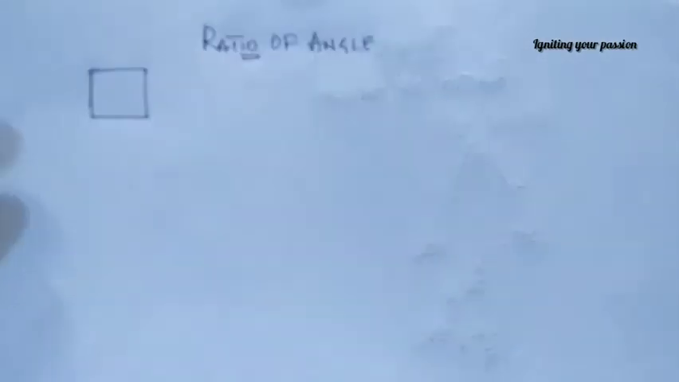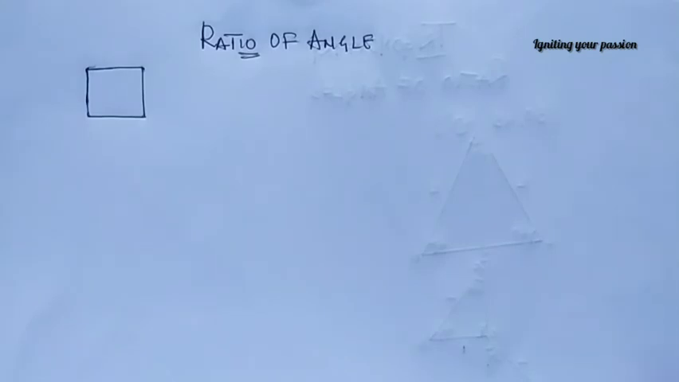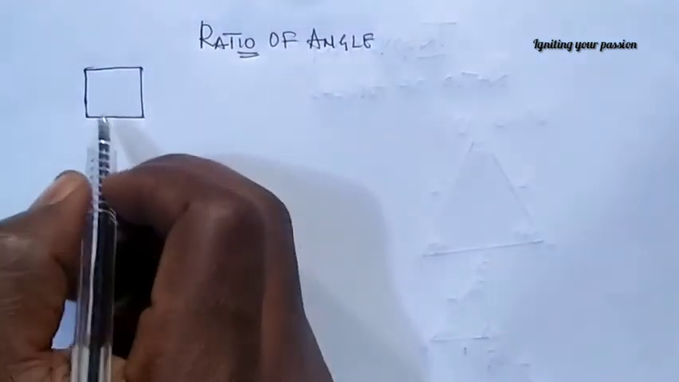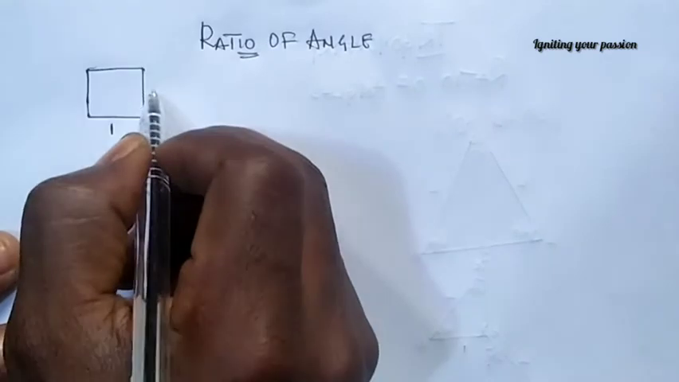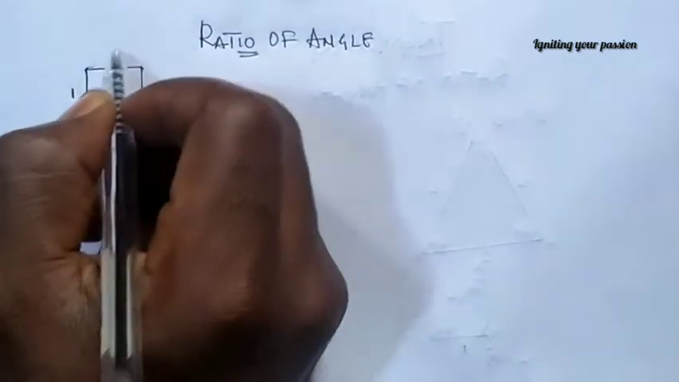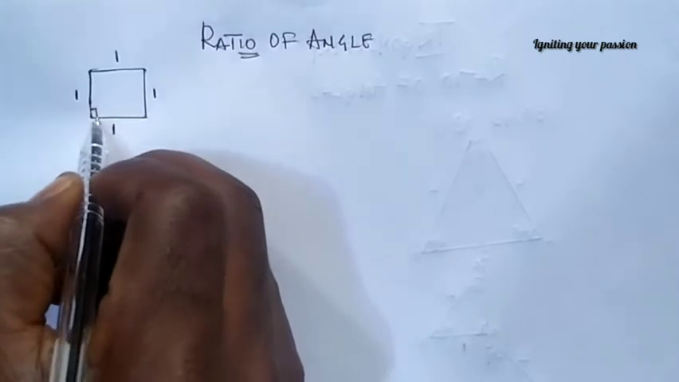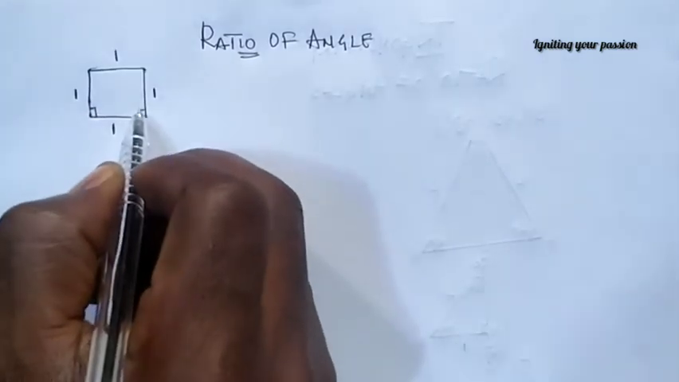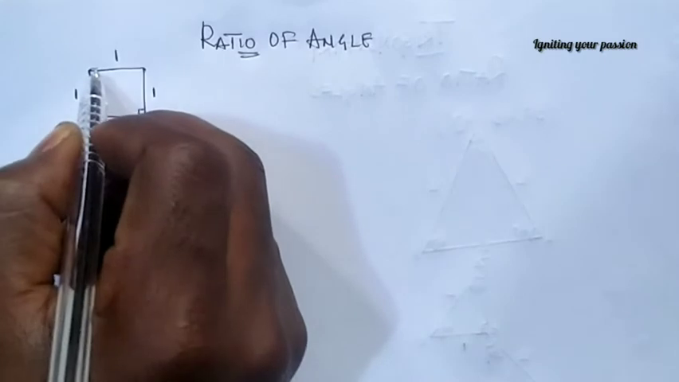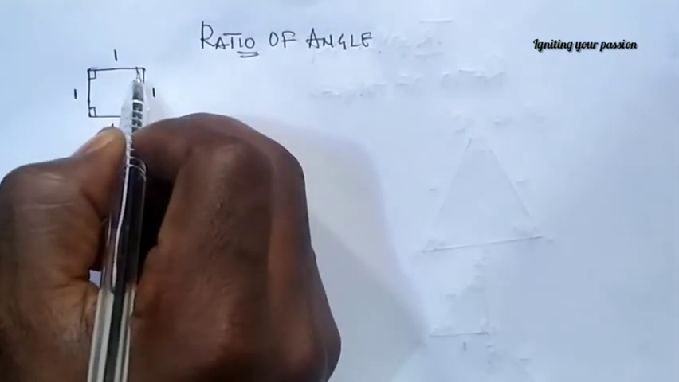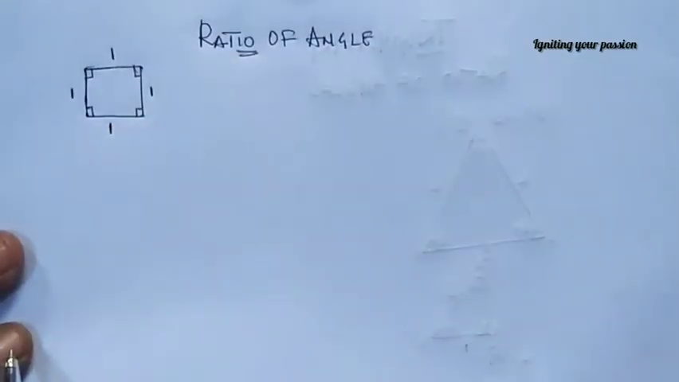And let us say this is our square, right? Now each of the sides should be 1 unit. 1 unit, 1 unit, 1 unit. And we know very well that each of the angles in a square is 90 degrees, right? So this is 90 degrees, 90 degrees, and what? 90 degrees.